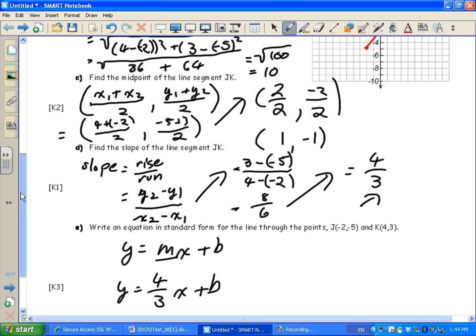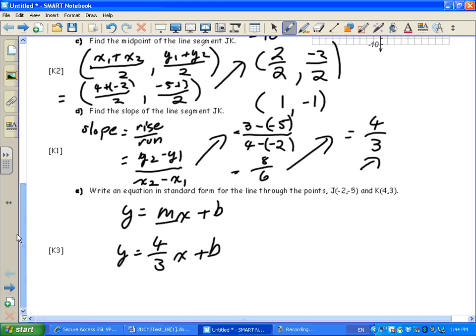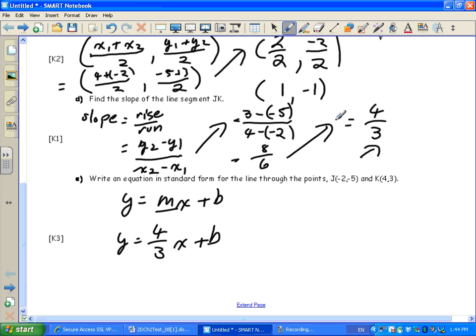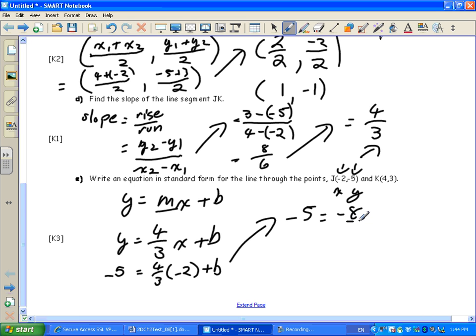Now, I could look at the graph, but it might be in between. So I'm going to take one of the points and plug them in. Let's take our first point. This will be our x-coordinate. That will be our y-coordinate. So I substitute negative 5 in for the y. That was our y-coordinate. 4 over 3 times, and I substitute negative 2 in for the x. And now we're going to solve for b. So negative 5 is equal to negative 2 times 4 over 3, which is negative 8 over 3, plus b. I'm going to bring that fraction to the other side, so it becomes negative 5 plus 8 over 3 equals b.